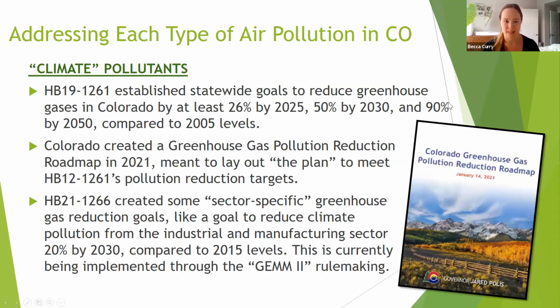Looking deeper at those buckets, we know the climate pollutants here in Colorado. A couple of years back, Colorado passed a big law that set statewide greenhouse gas emissions reduction targets: 26% by 2025, 50% by 2030, and 90% by 2050, compared to 2005 levels. The state adopted a greenhouse gas reduction roadmap that they're working to implement to meet these targets. Then a second piece of legislation just a few years back set some sector-specific greenhouse gas reduction goals. And there's one rulemaking ongoing that is implementing a target specific to the manufacturing and industrial sector.